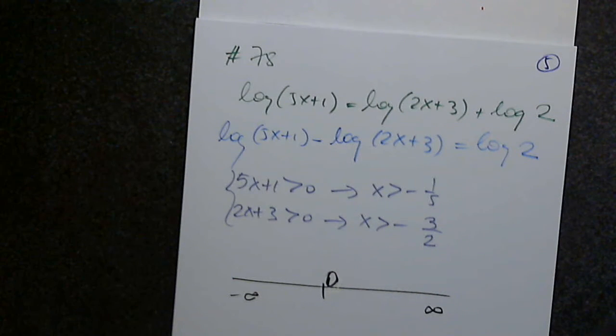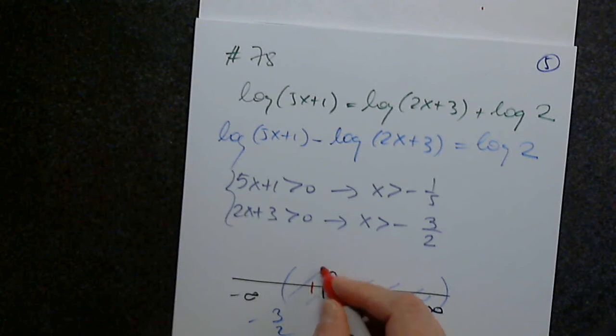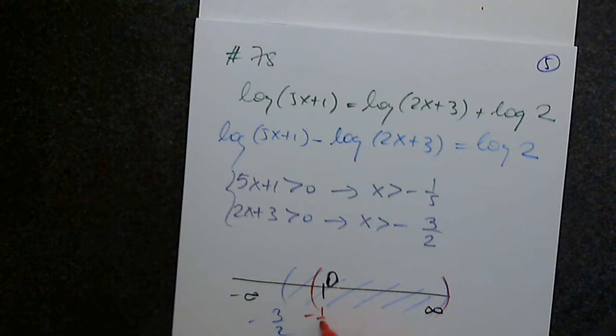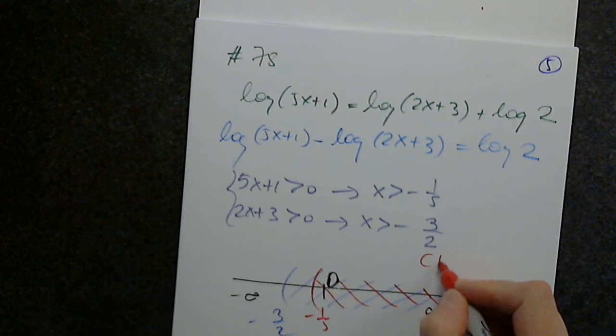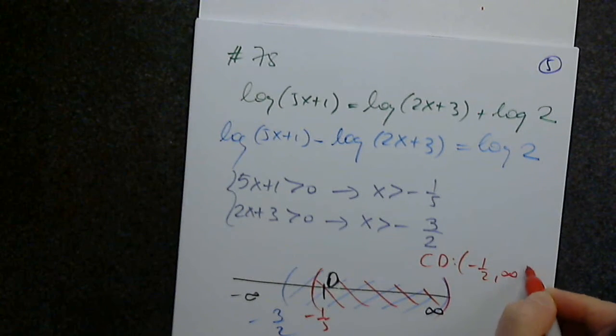And negative 3/2 is bigger than negative 1/5, right? So this is negative 3/2. I meant to the left, bigger in the negative sense. And negative 1/5 is here. And I have to choose both blue and red. So what will be the common domain? Negative 1/5. Yes. So the common domain is negative 1/5 to infinity.